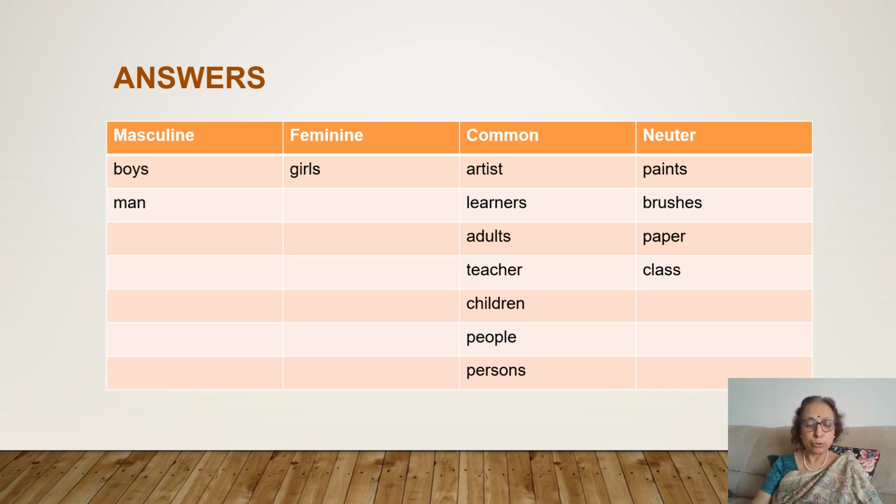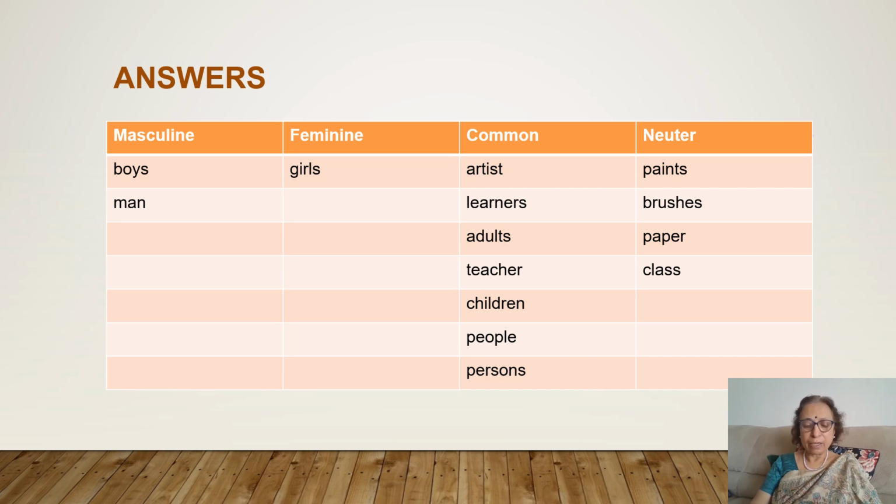Class is neuter. Art, as I told you, does not have any gender form. They said art is for everyone. Age has nothing to do with it. A new man is masculine, came forward to start the class we've done already, for everyone who was interested.